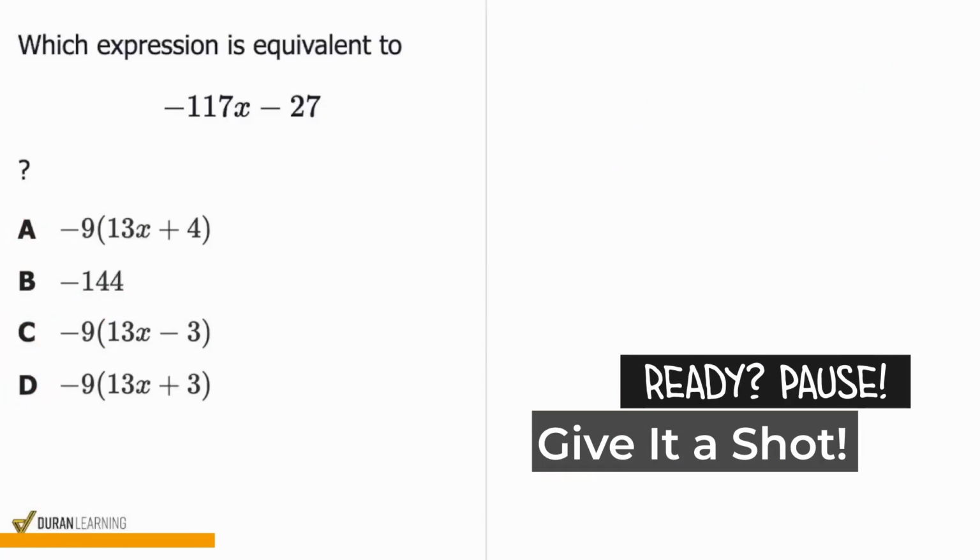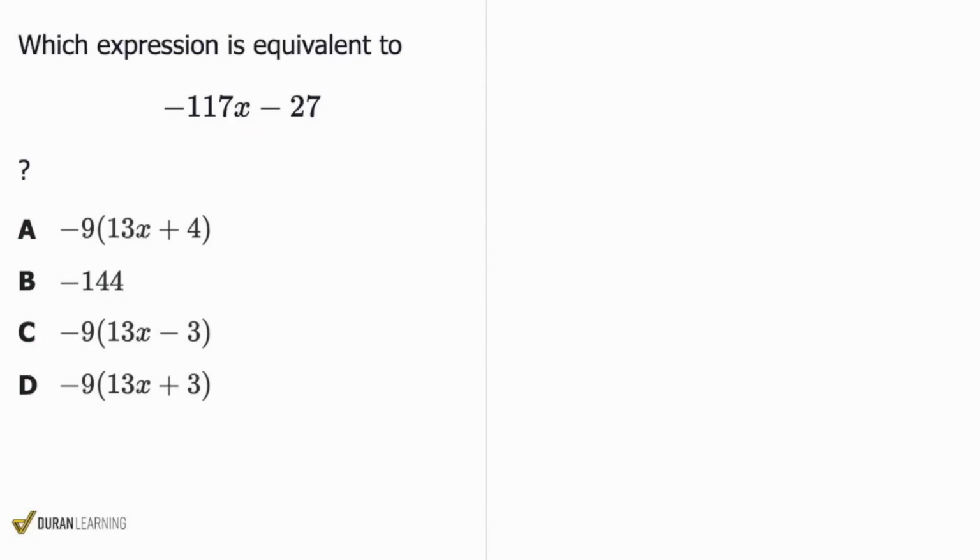All right, which expression is equivalent to negative 117x minus 27? So everyone, when we are taking care of this problem, especially when we're doing standardized tests, I would really recommend taking a look at your answer choices, because when you take a look at B, that's not going to be the answer because you're missing your x's, so don't even worry about B.